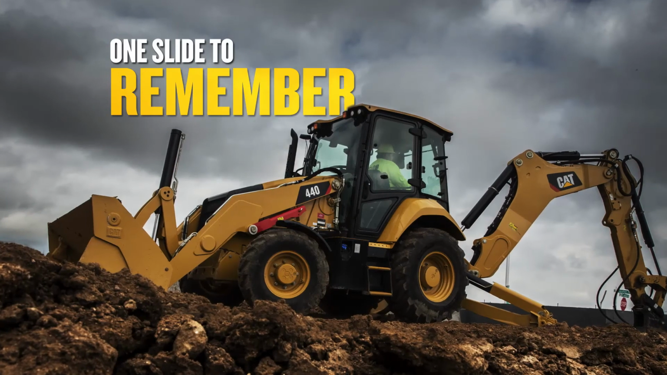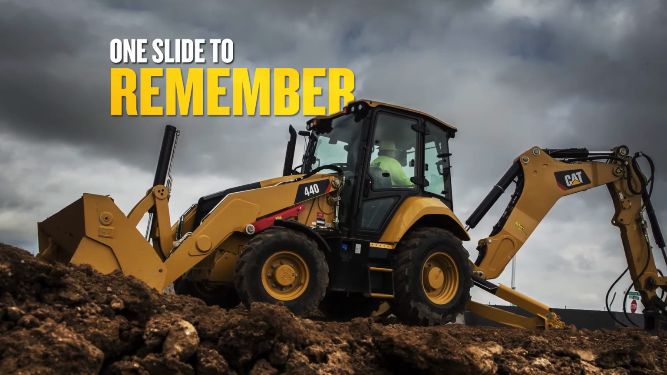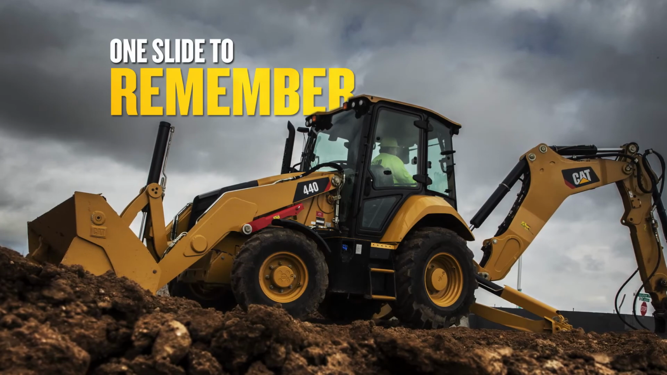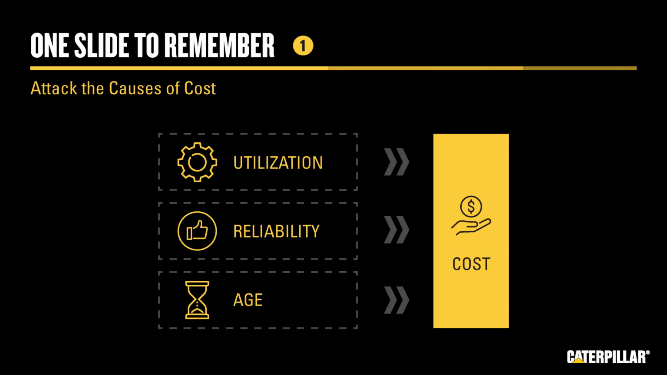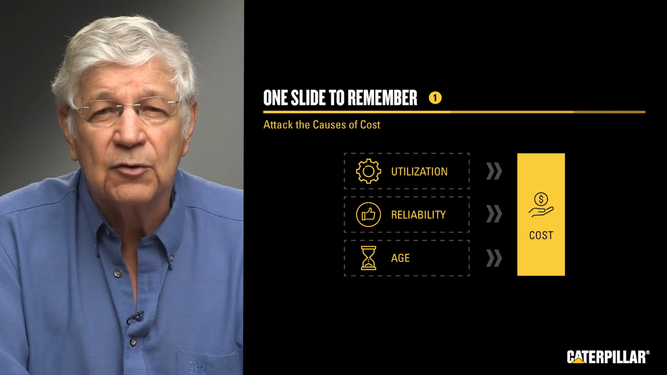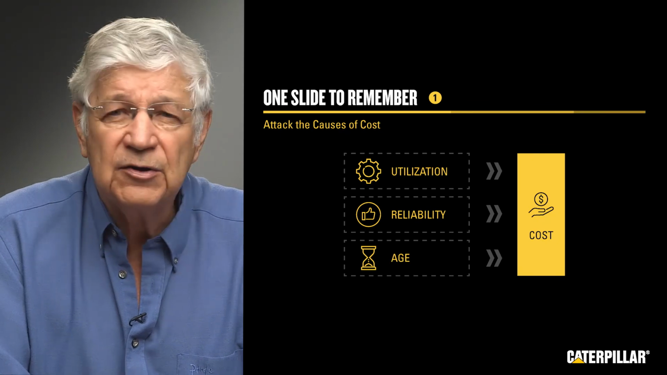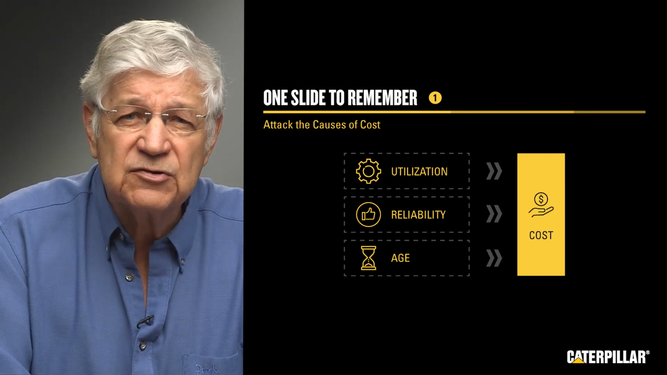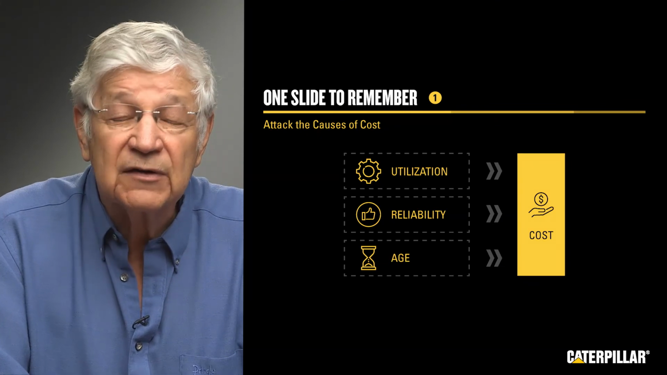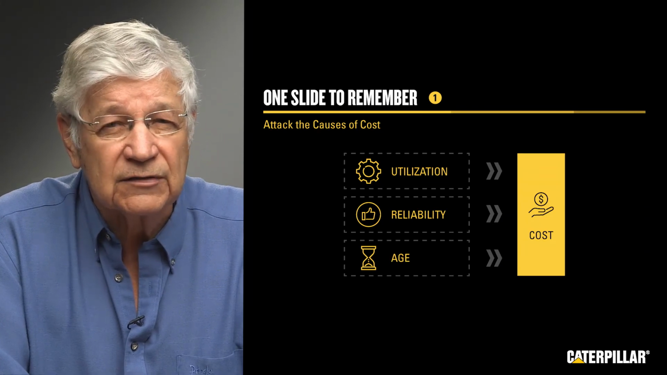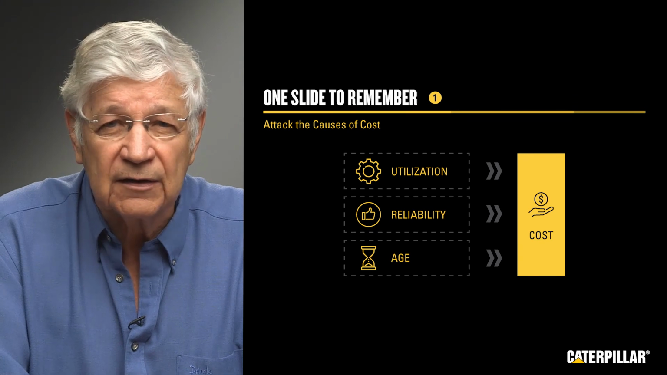So as I did with all the sessions, one slide to remember. And the slide I'd like you to remember probably sums up more of the content of the program than any other slide, is this one, where I say you need to be proactive when it comes to managing utilization, because that's how you attack the causes of overruns in the owning cost side of the house. You need to be proactive when it comes to measuring and managing reliability, because that's how you attack possible cost overruns in the operating side of the house.